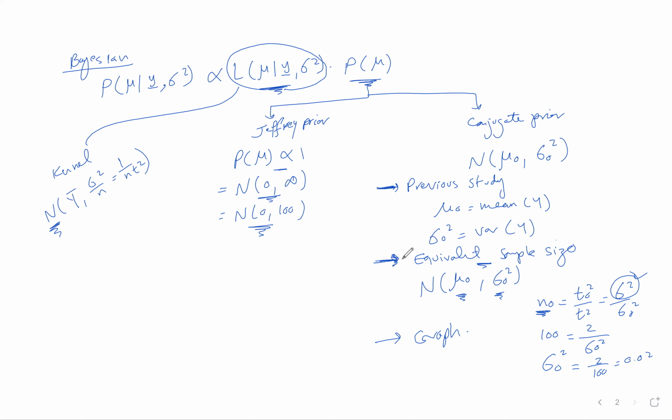So now if I selected mu 0 and sigma 0 square and I have the likelihood, I multiply these two together to get the posterior distribution. So you get the posterior distribution of mu given y and sigma square as proportional to the likelihood of mu given y and sigma square times the probability of mu. When you multiply these together, you get the posterior distribution.